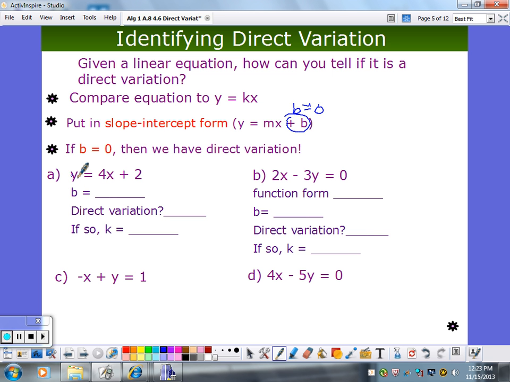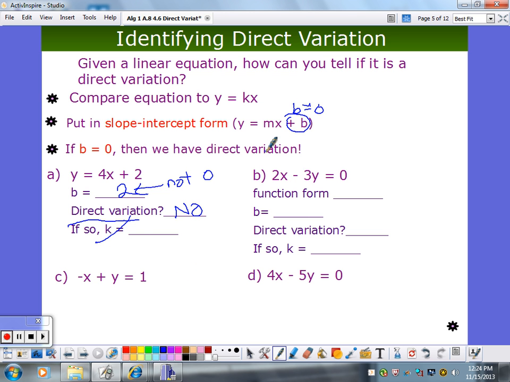So if I have y equals 4x plus 2, what's the b, the y-intercept? 2. Because y equals mx plus b. So is this a direct variation? No. Why not? Because b has to be 0. Right? It's not 0. In order for that to be a direct variation, it can't be plus 2. Then this doesn't apply. There is no constant of variation because it's not a direct variation. So I don't have to answer that question.